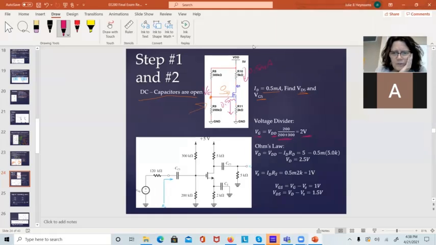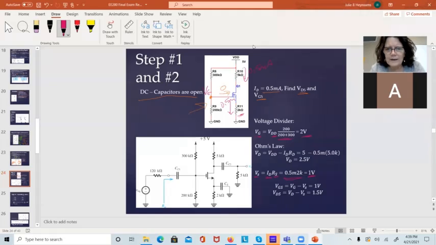So I can use Ohm's law on this R11 resistor right here. The voltage at S will equal whatever the current is times RS, because the other end of the resistor is grounded. In this case, if it was tied to a negative source, then this equation wouldn't be quite right. 0.5 milli times 2K gives me 1 volt. So I've got VS, I've got VG.